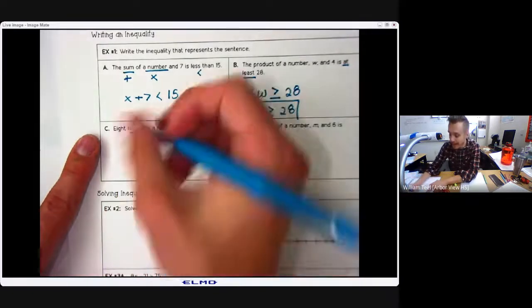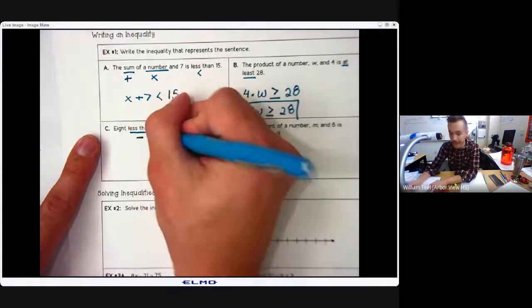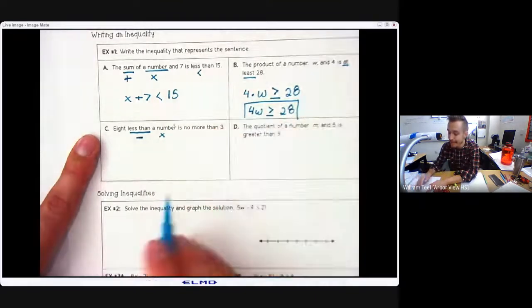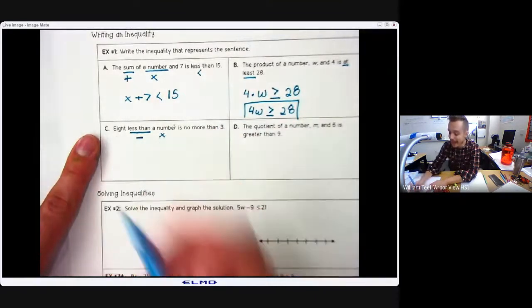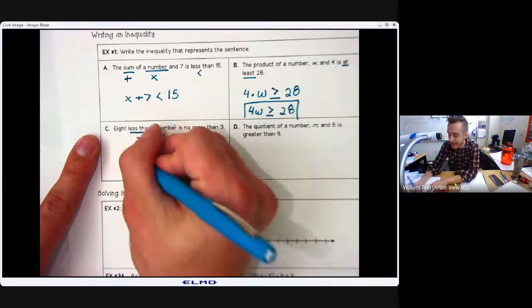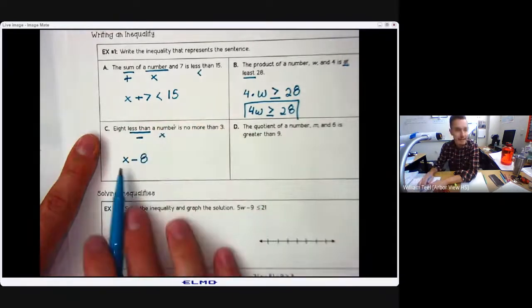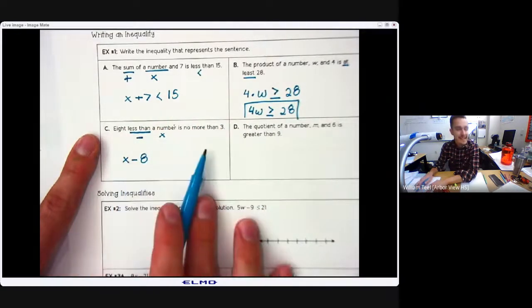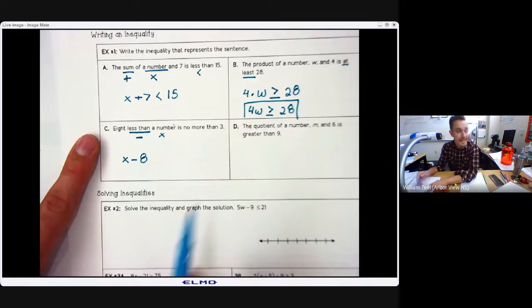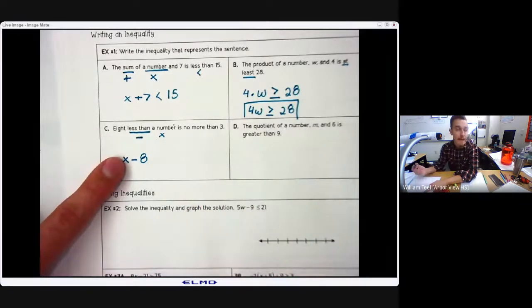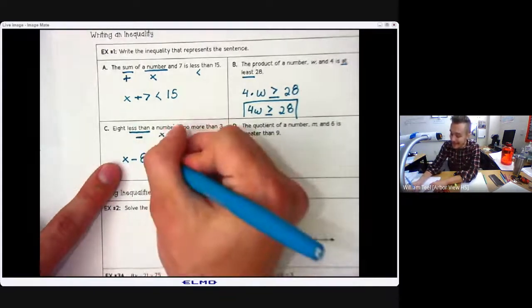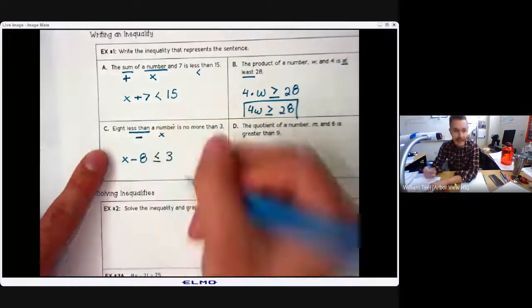A number implies that we're going to have some variable, so I'm going to call that variable x, all right? So 8 less than x is going to be represented by x minus 8. That's how we take 8 less than x. And that has to be no more than 3, which means it can be 3, but it can't be anything greater than 3. It can be less than 3, but it cannot be any greater than 3. So we're going to say that has to be less than or equal to 3.